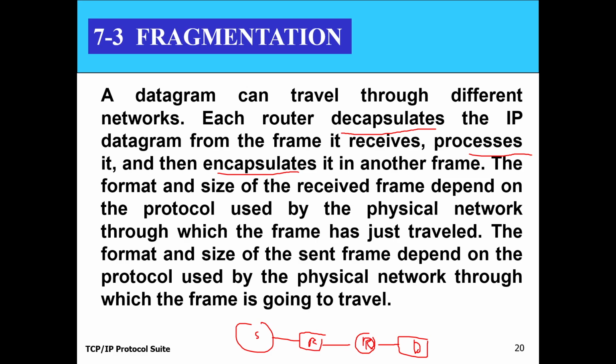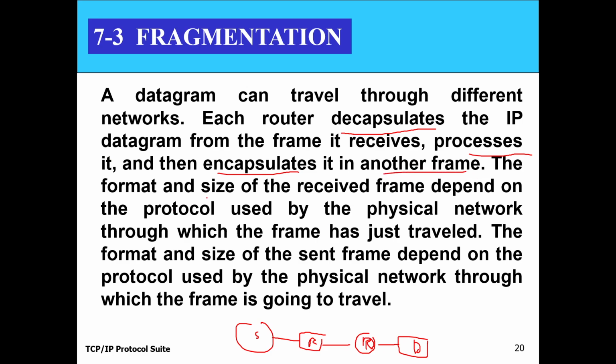So that's encapsulation. Each router that receives it will open the packet and read it, like we were doing right now. Oh, this is the header. This is the information. This is the source address. This is the destination address. Then it will encapsulate it again, and that's a function of the router. So the router will put it in another frame.